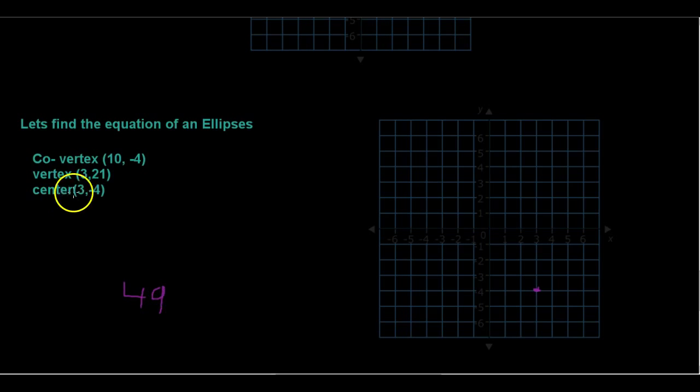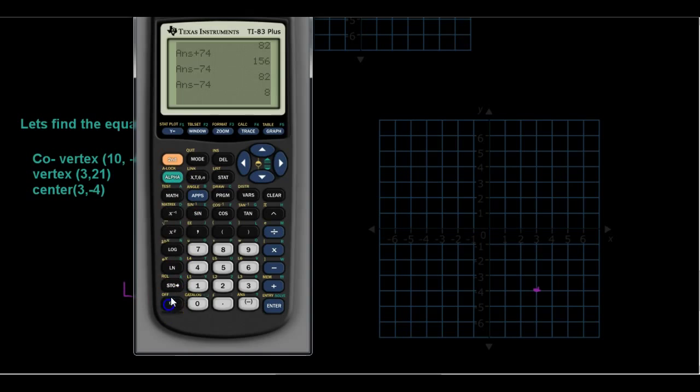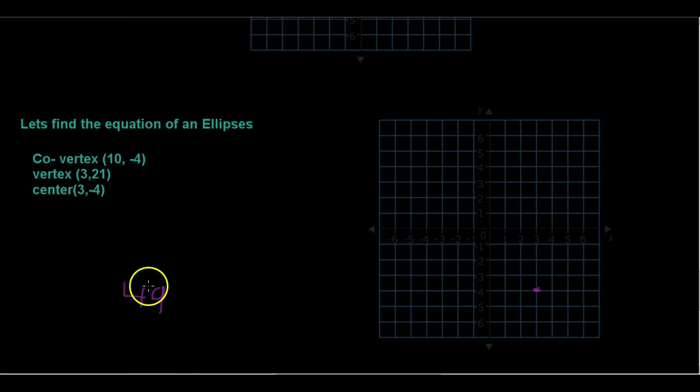And then for the y, we can find the center at negative 4 and the vertex at 21. So that's 25 away there. So 25 squared is 625. Here, let me check myself. 625. So 625 is going to be under the y. So it's very clear to tell now the y is stretched way more than the x. So the y is going to go first.